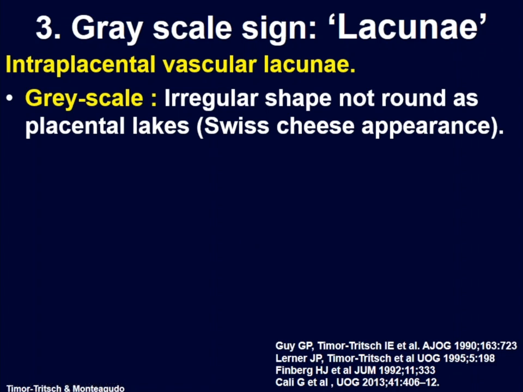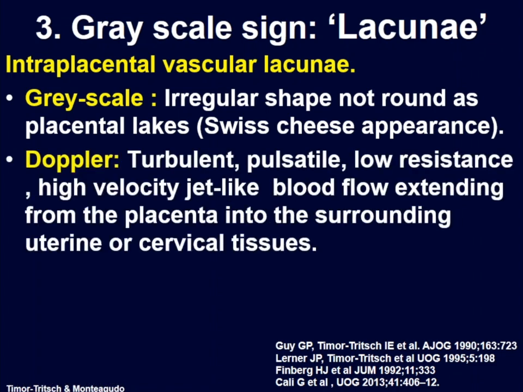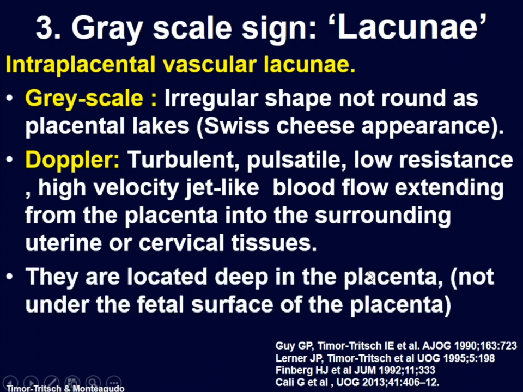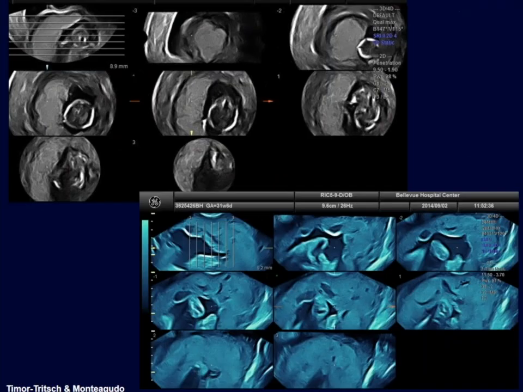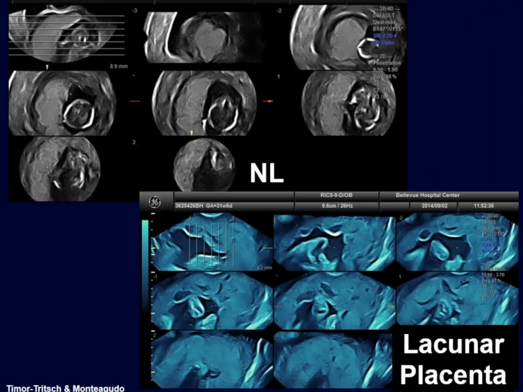Lacunae are one of the most important signs of placental adherence disorder. These are irregularly shaped placental lakes. They have turbulent, pulsatile, low resistance, high velocity, jet-like blood flow, extending from the placenta into the surrounding uterine or cervical tissues. They are located deep in the placenta, not under the fetal surface of the placenta. Here are the lacunae shown by the little yellow arrows, and they are scattered throughout the placenta, giving it a Swiss cheese appearance. Here is a comparison between a normal placenta in the upper part and a lacunar placenta in the lower picture.